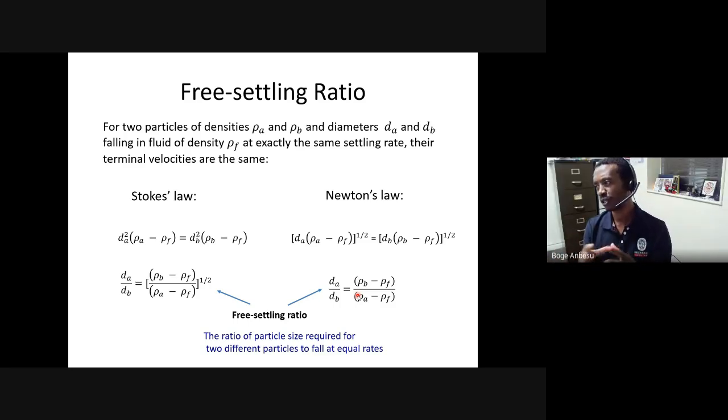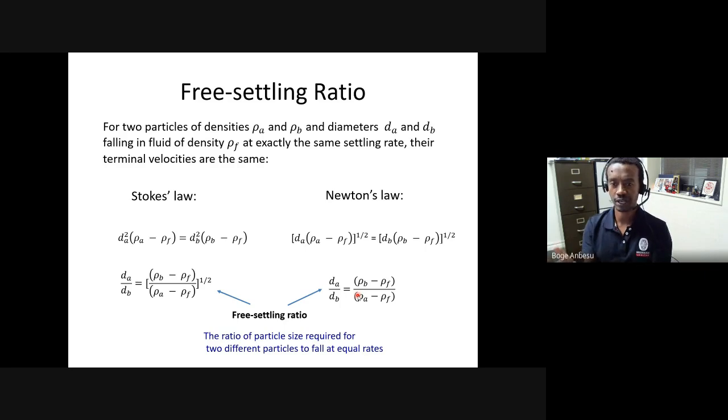So people usually work out what is actually the ratio of sizes between my one mineral and the other mineral that could actually help me separate them from one another, or between one size and another size that I can effectively separate from.